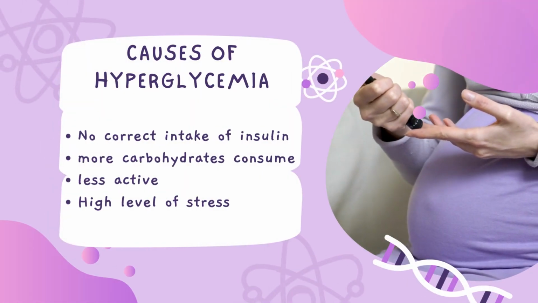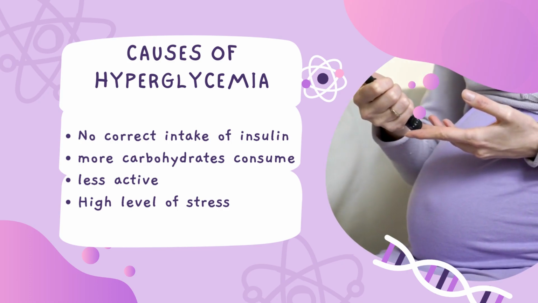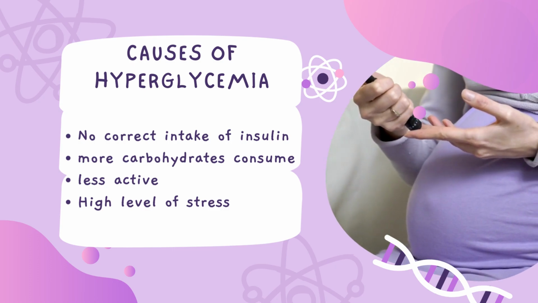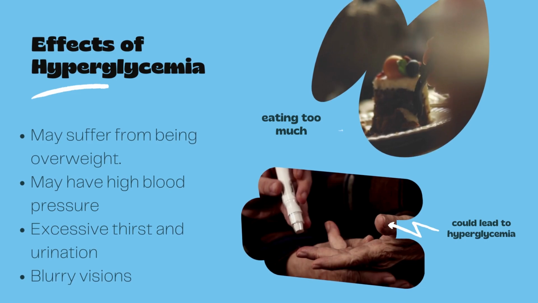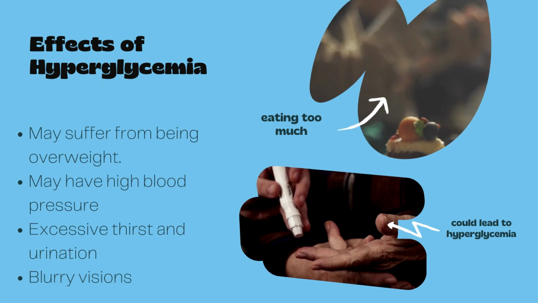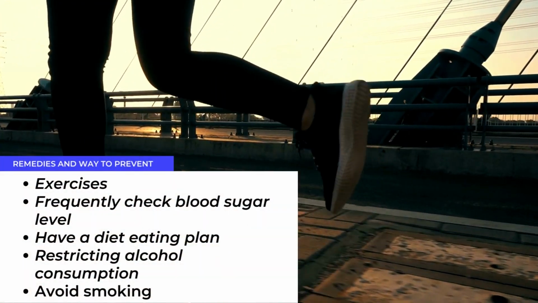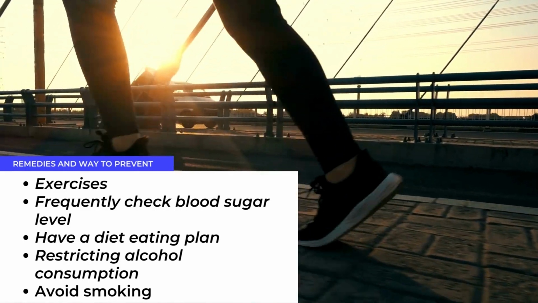In terms of causation, various factors might contribute to hyperglycemia and hypoglycemia in diabetic patients. For hyperglycemia, it can happen when there is no correct insulin intake, more carbohydrates consumed, less activity, and a high level of stress. These are some of the effects of hyperglycemia. Hyperglycemia could lead to overweight, high blood pressure, also known as hypertension, excessive thirst and urination, and blurry vision. Do you know you can treat or prevent hyperglycemia by exercising, checking blood sugar levels on a regular basis, having a diet eating plan, controlling alcohol intake, and avoiding smoking?